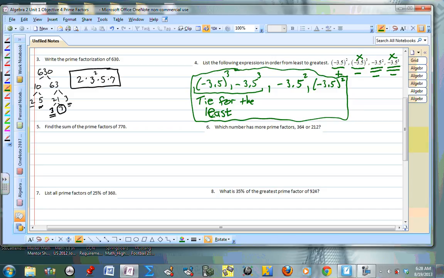Remember, it makes a difference when you're taking negative bases to an even power, and it makes a difference whether you have parentheses around the base or not. So just be careful when you have problems that involve negative signs.